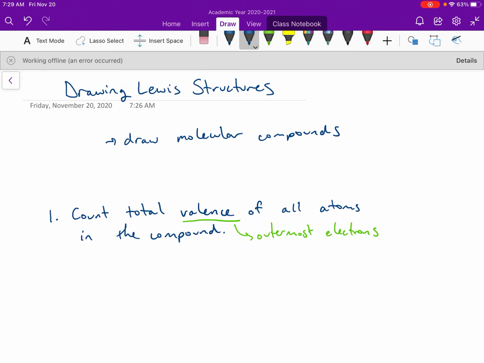Okay, let's do water. That's the easiest one to do. So here's our example. We want to count the total valence. So how many electrons does hydrogen have in its outermost energy level? Well, it's in energy level 1, and it only has 1 electron. So we're going to get 1 electron from hydrogen. There's a second hydrogen that we're also going to get 1 electron from.